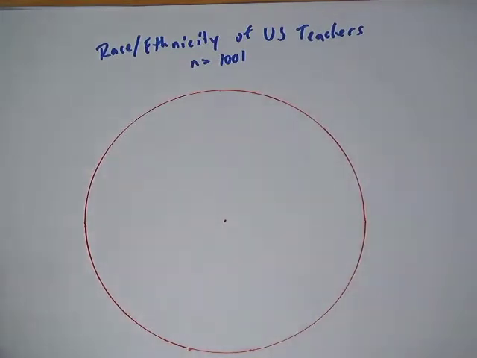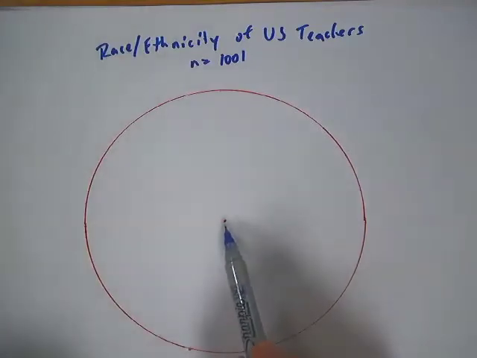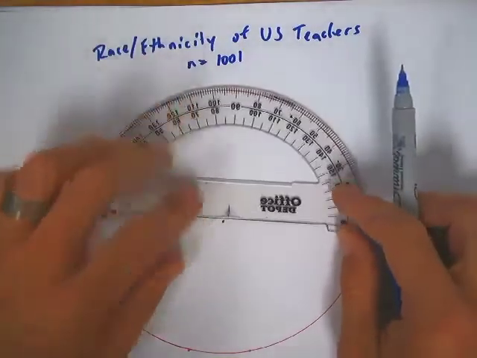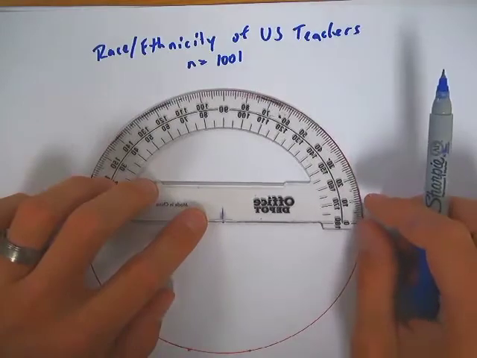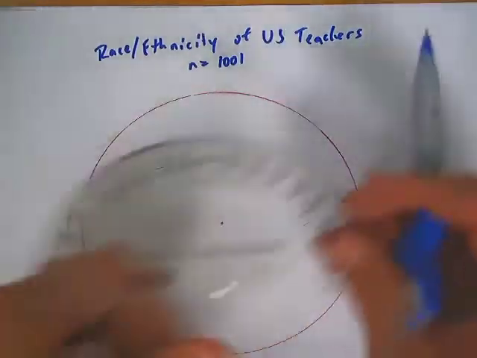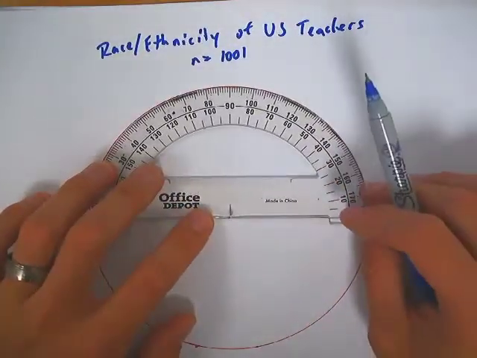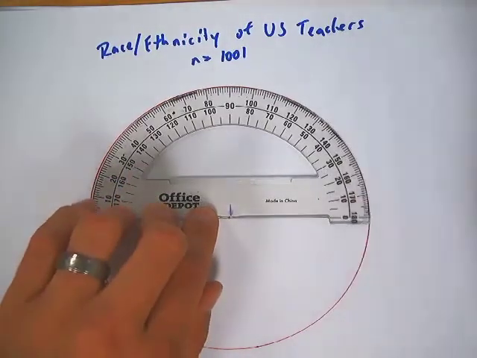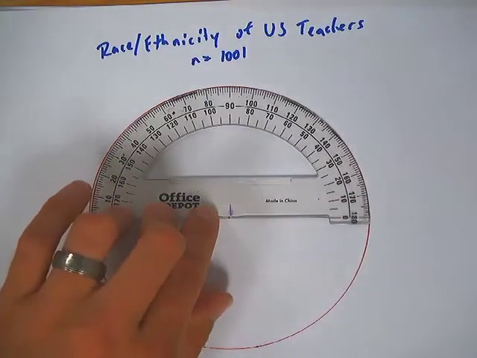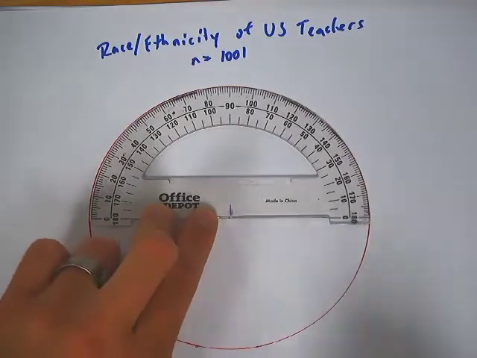Okay, so now I'm going to again use my central angles to split these up into the different pie pieces. So notice that I have the center of my circle marked. I'm going to center my protractor on that, and let's flip this around. Our first category, white, has a central angle of 270 degrees.